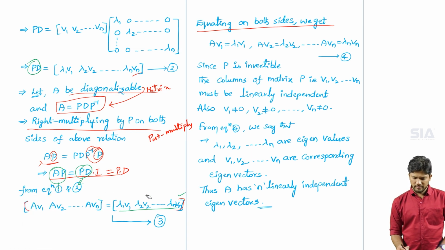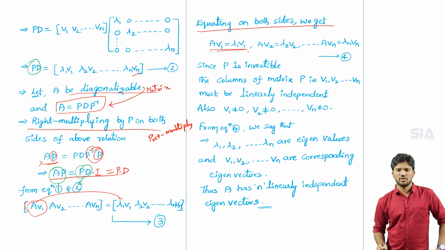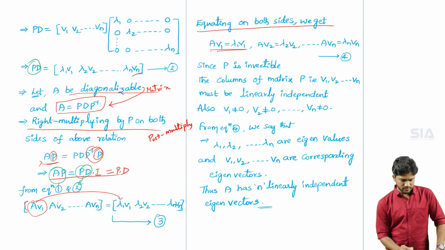So by equating the corresponding values in equation number 3, we get A into V1 is equal to lambda 1 into V1, and A into V2 is equal to lambda 2 into V2.